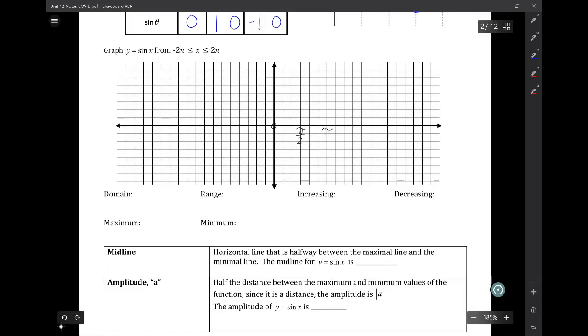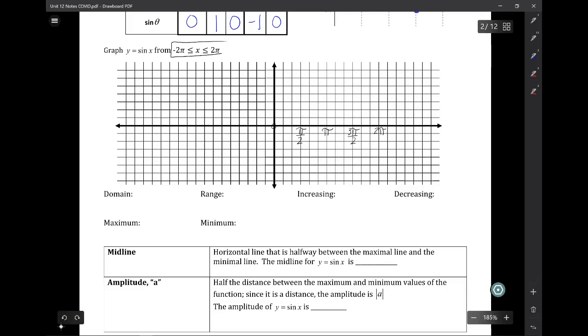That's going to represent 180. Skip 2 more lines, and that's going to be 3 pi over 2. So there's your 270. And then lastly, skip 2 more lines and label that 2 pi. That's going to be 360 degrees. So I'm going to label my graphs this way every single time.